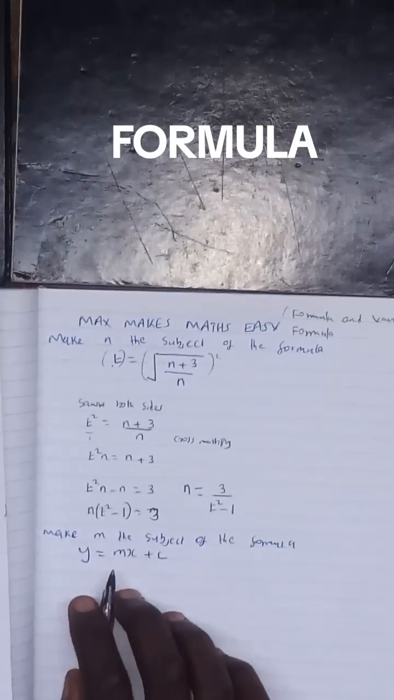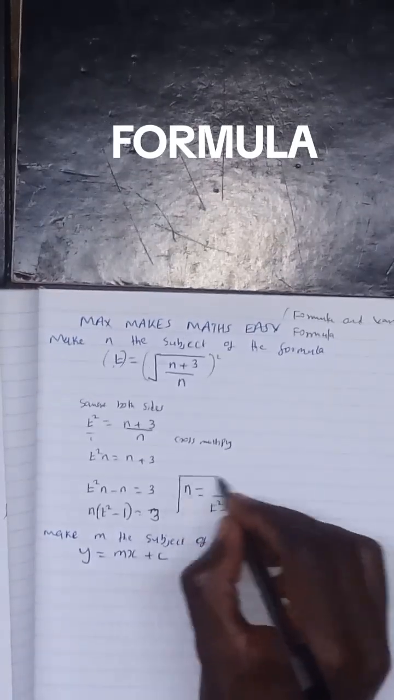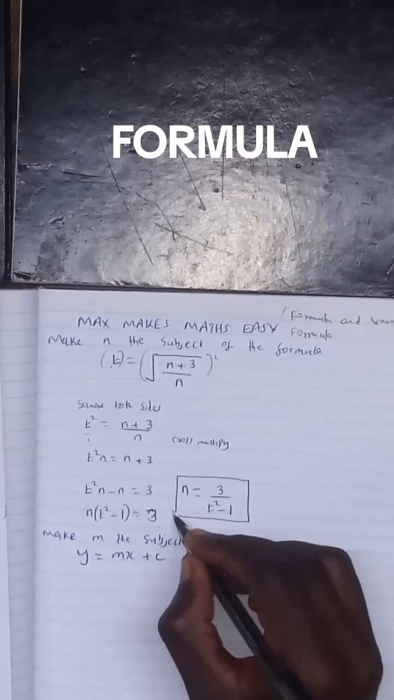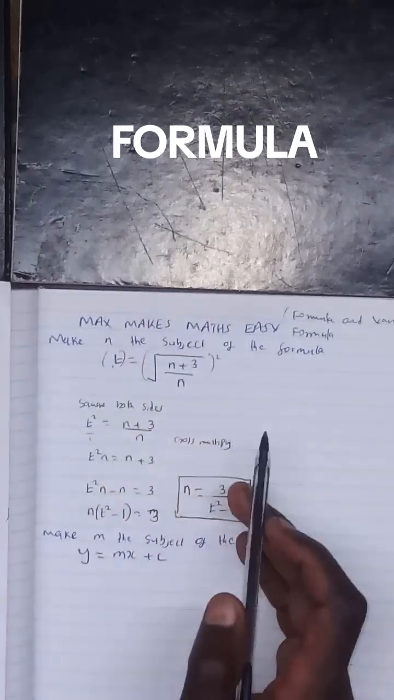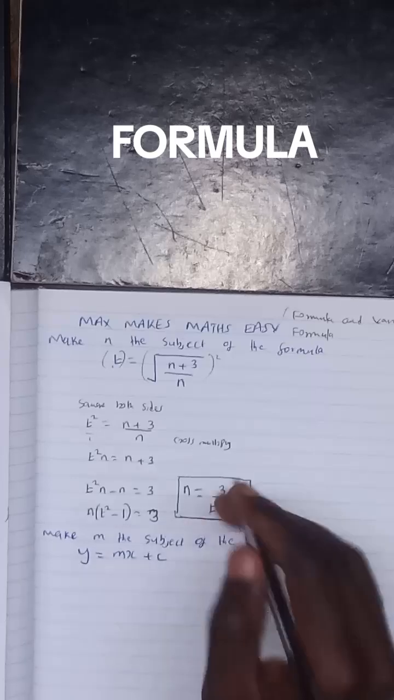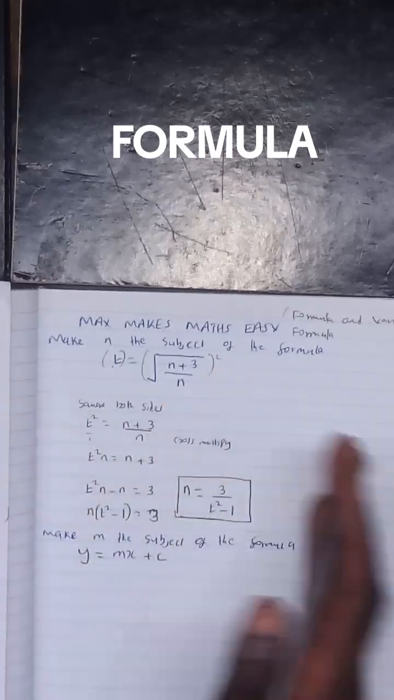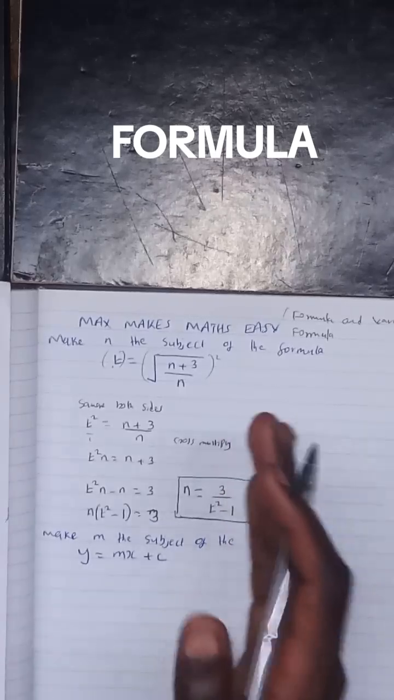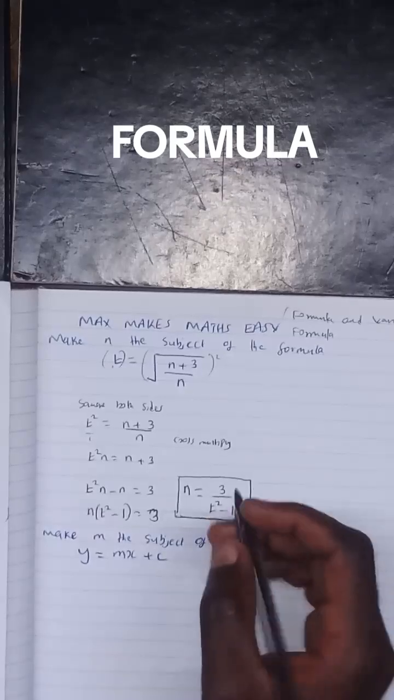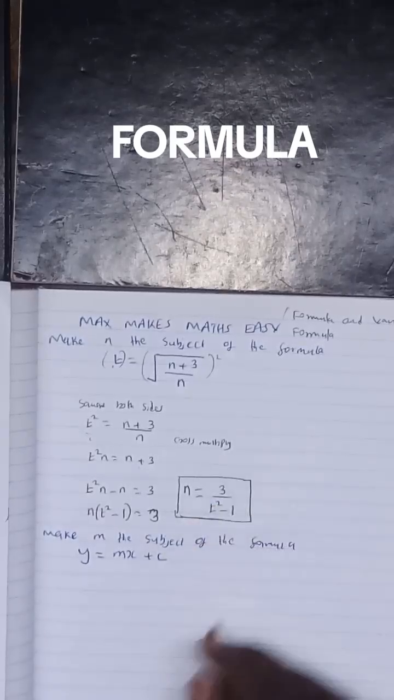So let's do our second question. So this is the answer. We have already made n the subject of the formula. If we want to make n the subject of the formula, we must make sure it is on the left side of the equation and it stands alone. So n is the subject of the formula here.